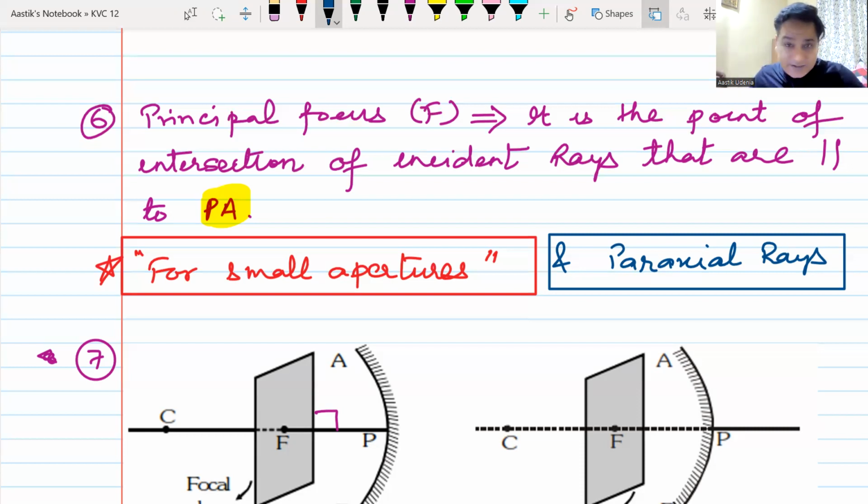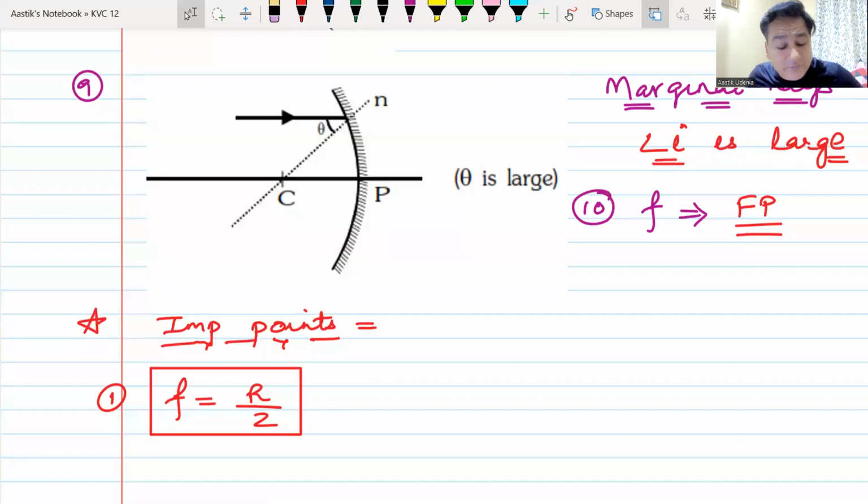The definition is valid, but remember, the formula is only valid for small apertures and small angles of incidence. That is why it is important to understand where it is valid: for small apertures and paraxial rays. Shall I move on to the next point?